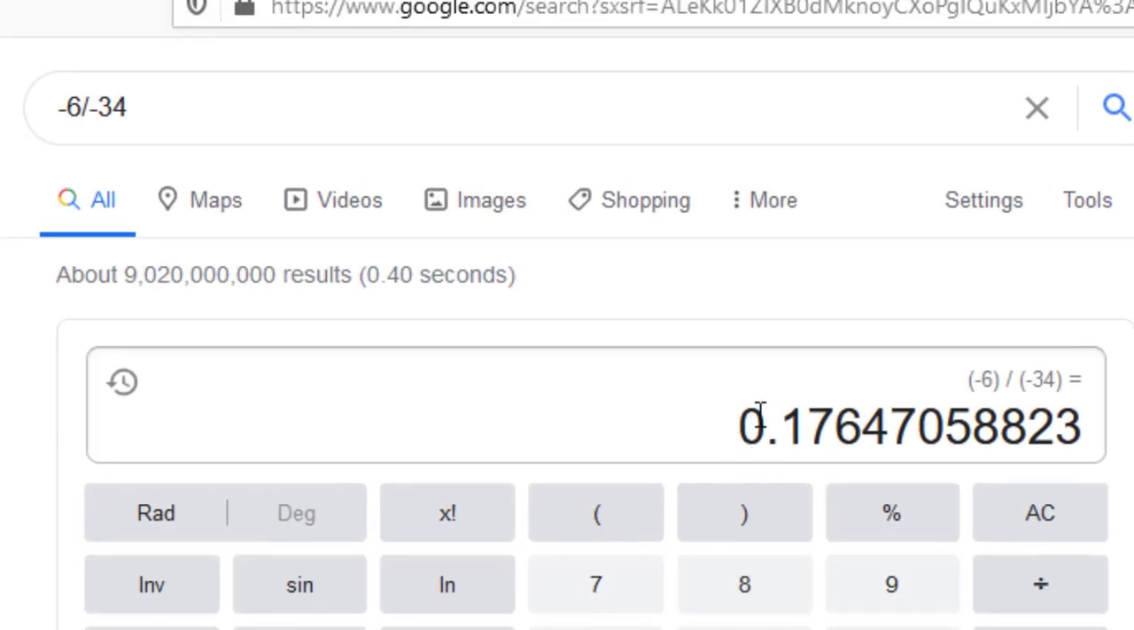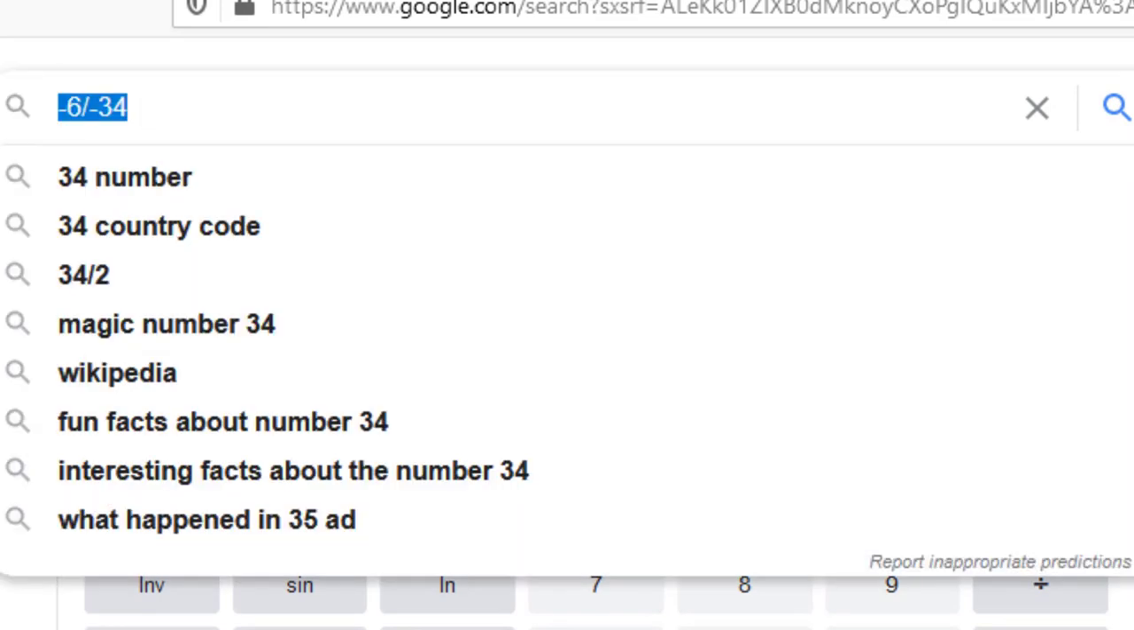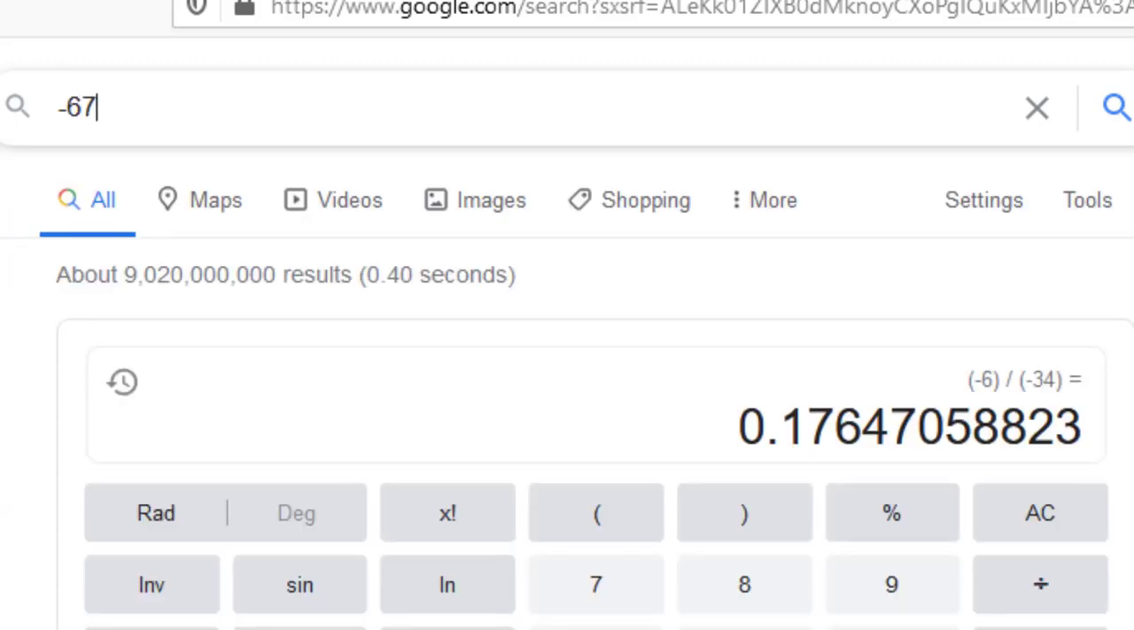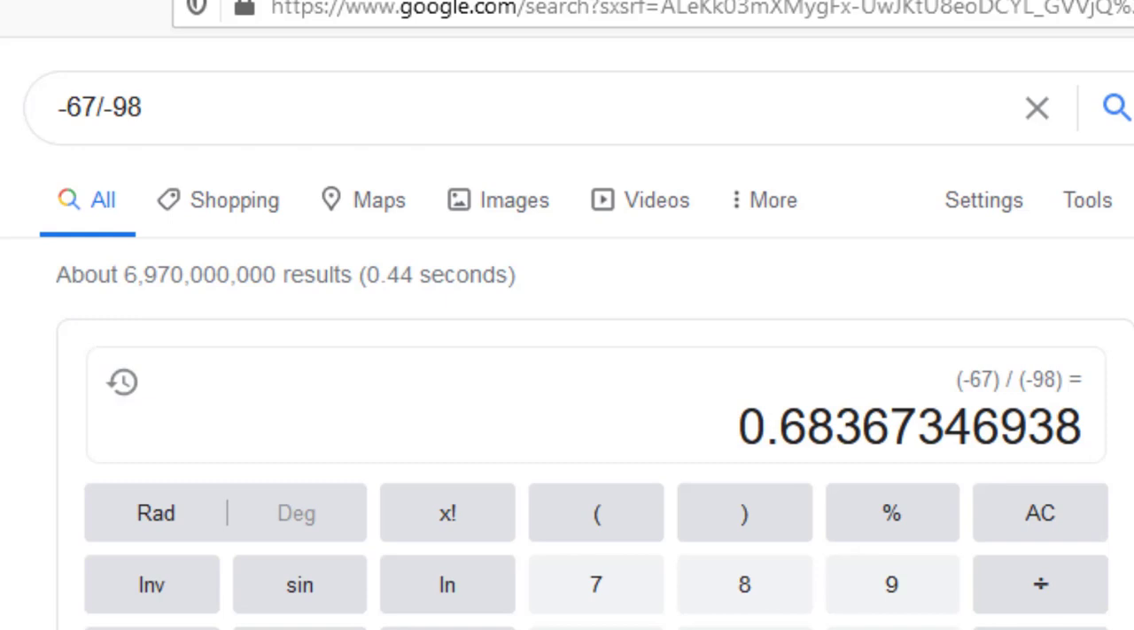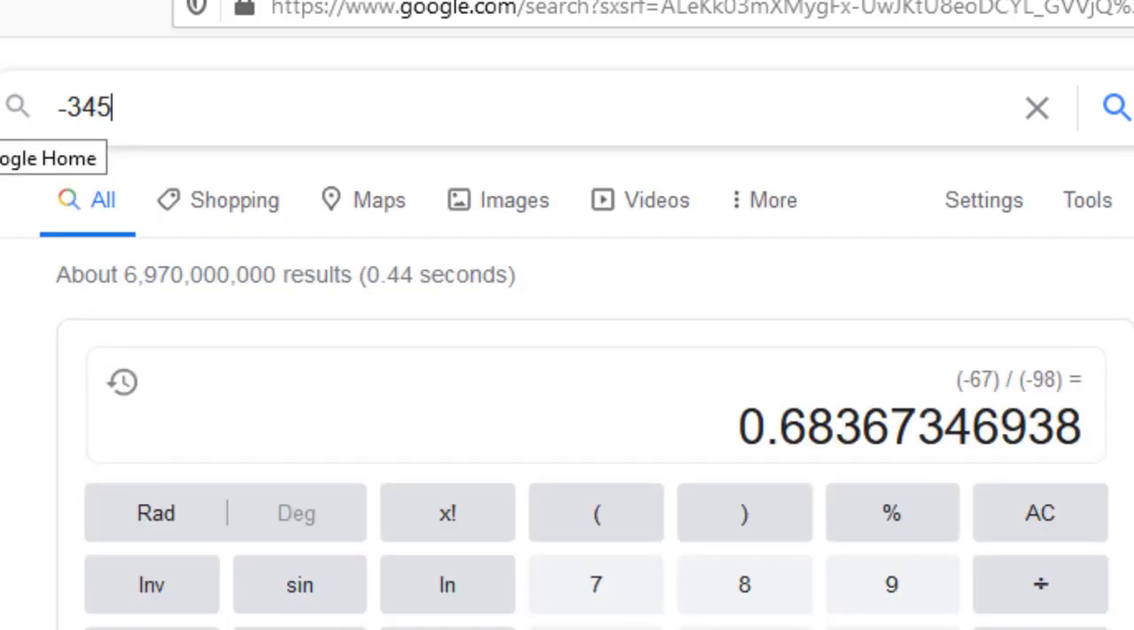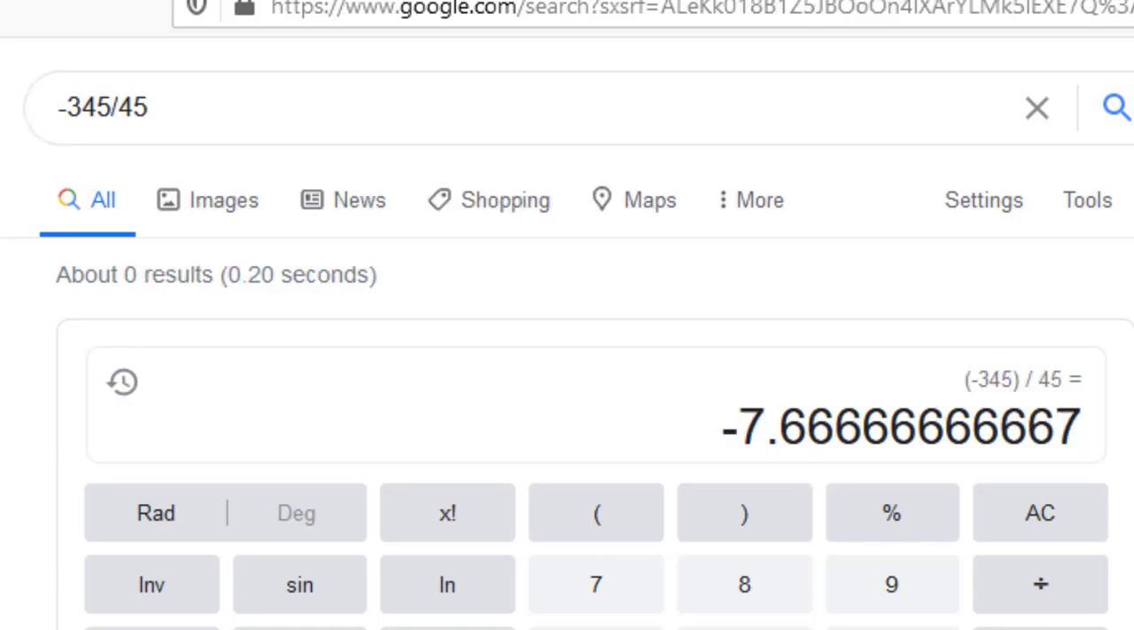Okay, that's a positive number, right? There's no negative sign. That's a positive number. Okay, let's try another one. Let's try negative 67 divided by negative 98. Okay, that's positive. All right, so it looks like a negative divided by a negative might be a positive. We know a positive divided by a positive is going to be positive because that's old school. How about a negative divided by a positive? How about something like negative 345 divided by 45? Okay, so a negative divided by a positive is a negative.